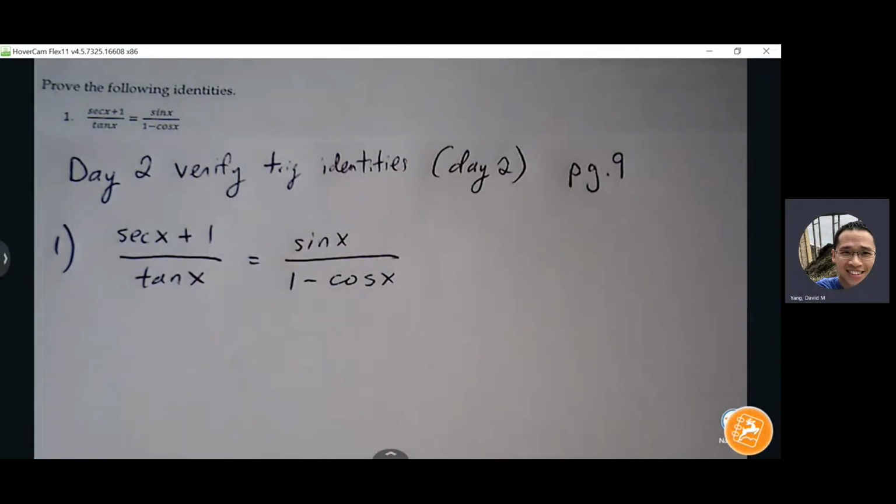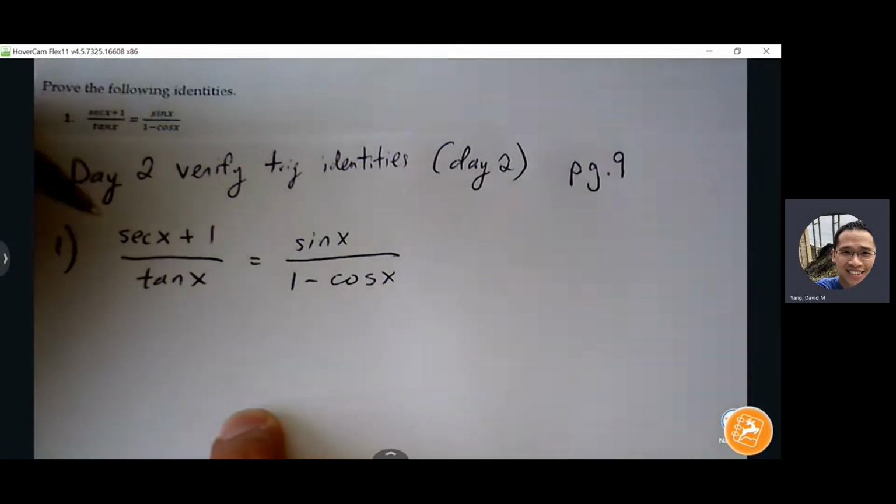Okay, so one thing that I see is, well, we're always going to start on the left side and try to move our way towards the right side. And one thing that I see is the left side, we start off with secant x plus 1 over tangent x. The right side, our end result will be in terms of sine and cosine. So that kind of gives me a hint that, okay, eventually I have to get everything in terms of sine and cosine. So I'm just going to go ahead and take care of that now.